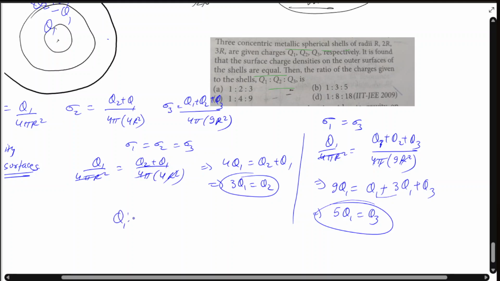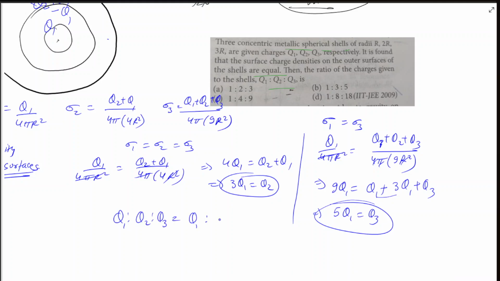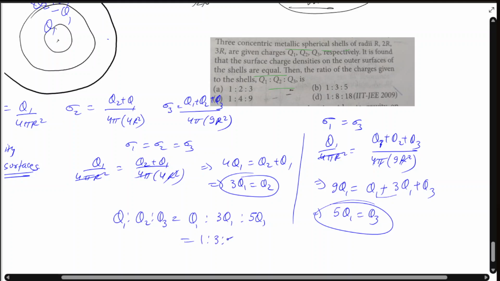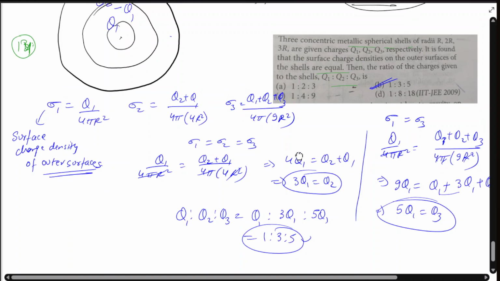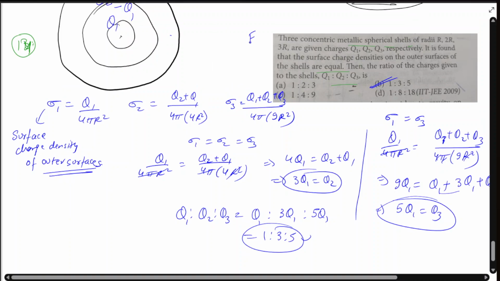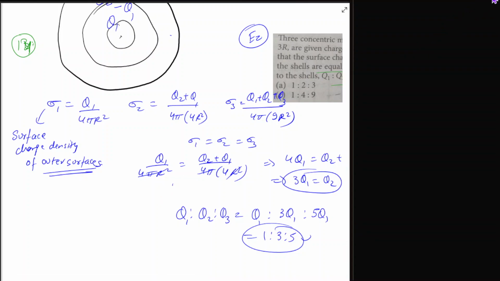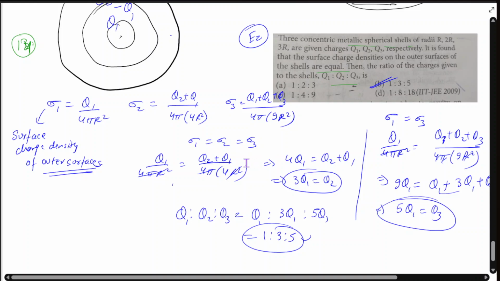So we have to write the ratio of Q1, Q2 and Q3. So Q1 as Q1, Q2 we can write 3 Q1 and Q3 we can write as 5 Q1. So it will be 1 ratio 3 ratio 5. This is our answer. So B option is correct. Yes, that's a very easy question, but we have to be careful, right? Okay, perfect.